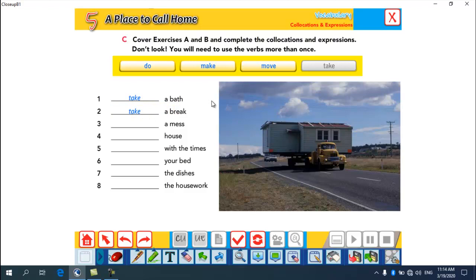3. A mess. Make a mess. Great, you are excellent. Number 4. House. Who can answer? Yes, all of you can answer. Move house. Number 5. With the times. Move with the times. Your bed. Make your bed. Seven, the dishes. Do the dishes. And number 8, do the housework.